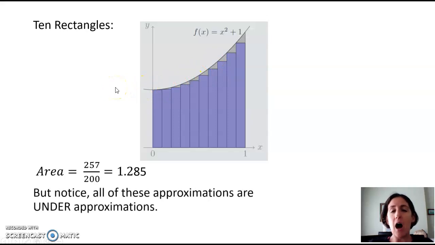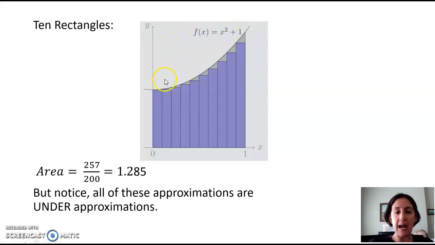Notice all these four examples, with two rectangles, 3, 4, and 10, are all underapproximations of the area. In each one of these rectangles, the left-hand corner is touching the graph. It's this left-hand corner that I'm using for the height, this function evaluation right here, because these left-hand corners are on the graph of the function x squared plus 1.